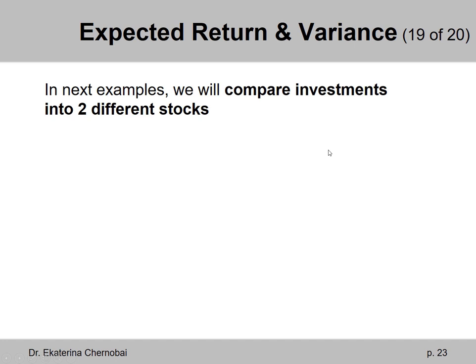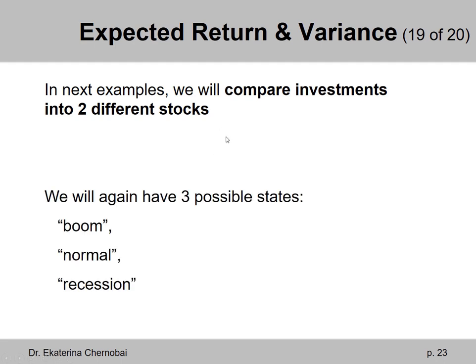In the next examples, we will compare investments into two different stocks. Okay, and we will again stick to three possible states of the economy: boom, normal, recession. In some problems in this class, for example, in the homework assignments, you may see only two states, let's say good and bad, or boom and recession, or three states, or four states. I don't think I recall seeing more than 4 states of the economy, although you can technically have as many states of the economy as you like.